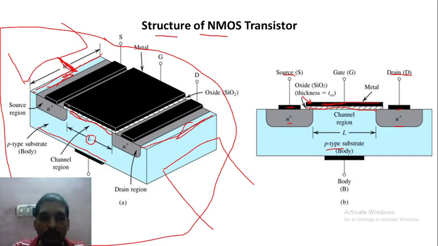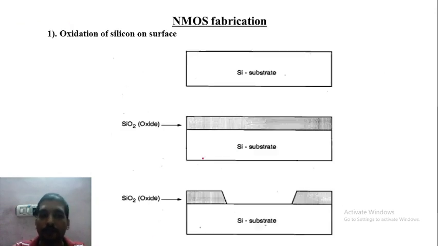Okay, then other things are the doped regions, N regions for NMOS, then the metal for the purpose of connection. Okay, so let us see step by step how we will fabricate.